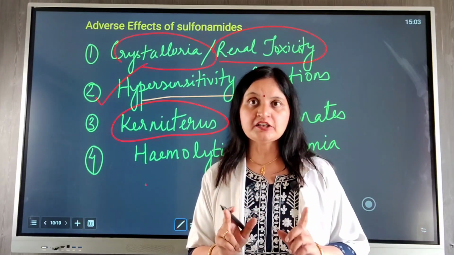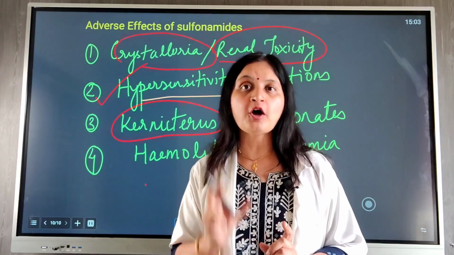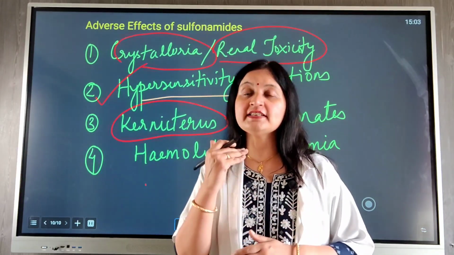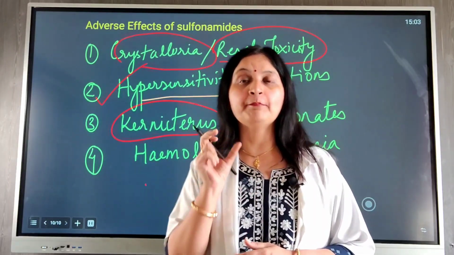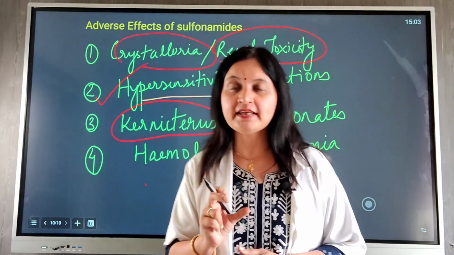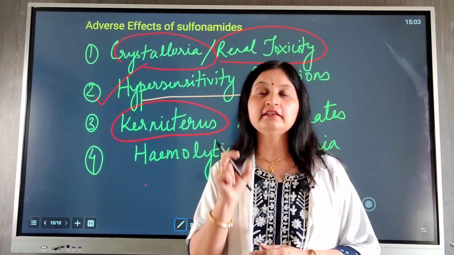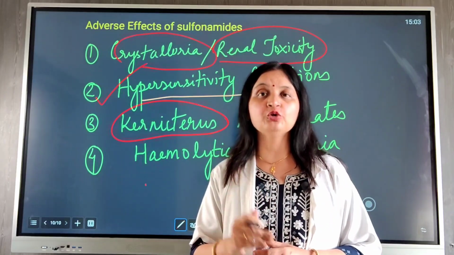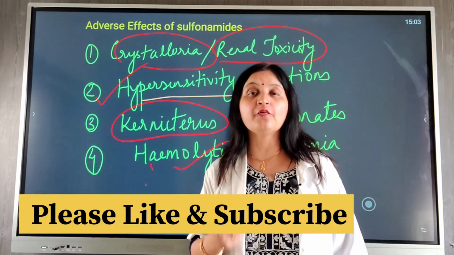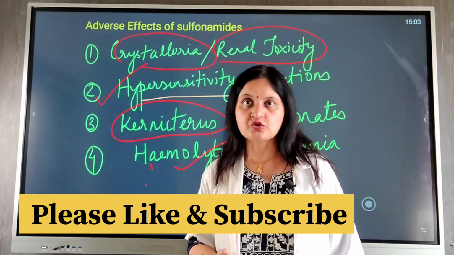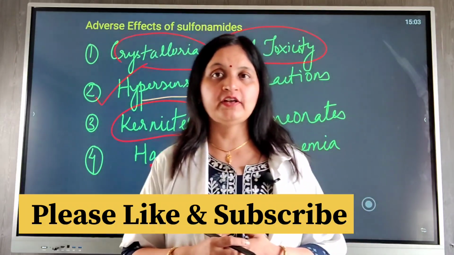So kernicterus occurs because of the property of sulfonamide to displace bilirubin from the plasma protein binding sites, increasing the concentration of unconjugated bilirubin, which readily passes through the blood-brain barrier of neonates and gets deposited in the basal ganglia and the subthalamic nucleus, leading to kernicterus. Lastly, hemolytic anemia can also be a rare complication of sulfonamide use.